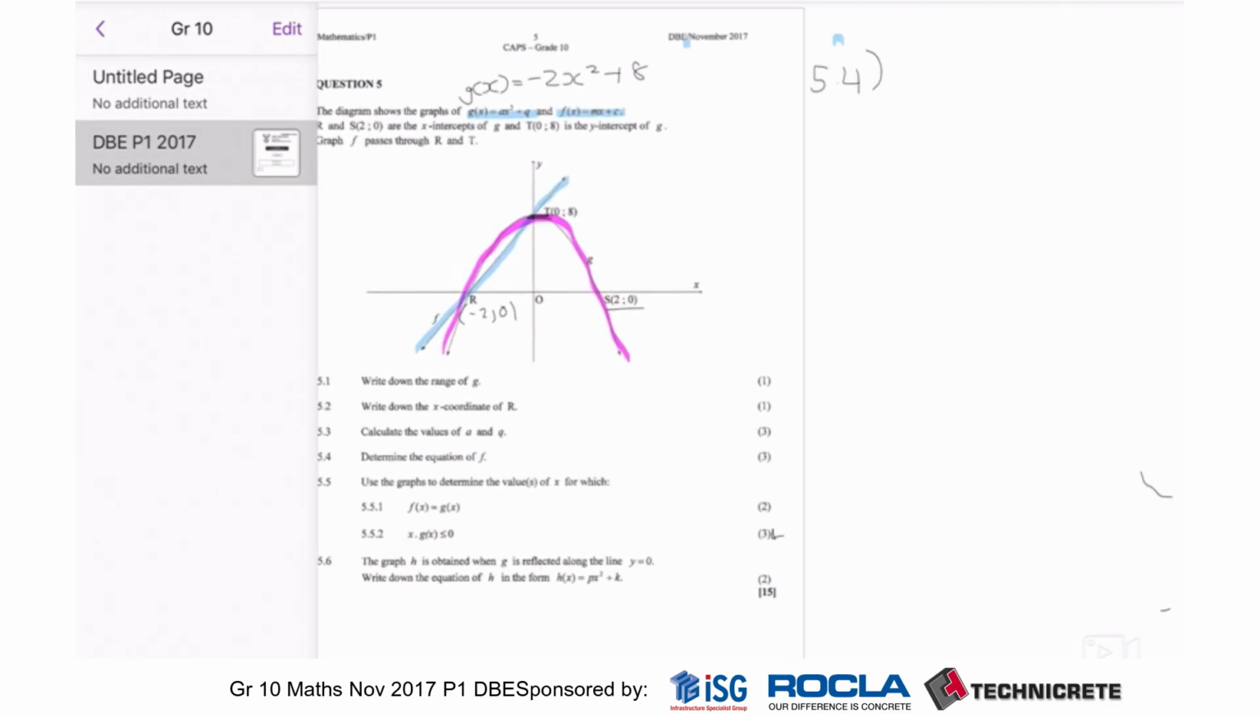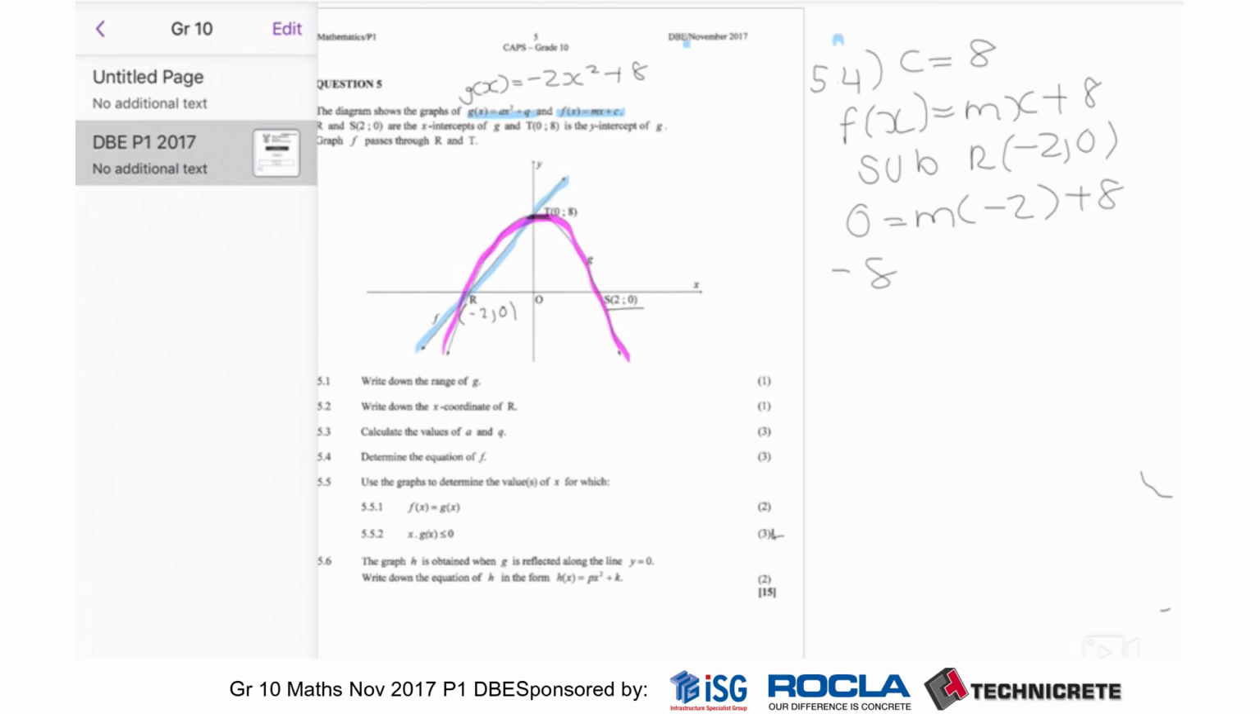Okay, so we know that c is equal to 8. So we've got f(x) is equal to mx plus 8. I'm going to substitute in R, which is (-2; 0). So 0 is equal to m times negative 2 plus 8. Take the 8 to the other side. -8 equals m times negative 2. Divide by negative 2 on both sides. M is therefore equal to 4.